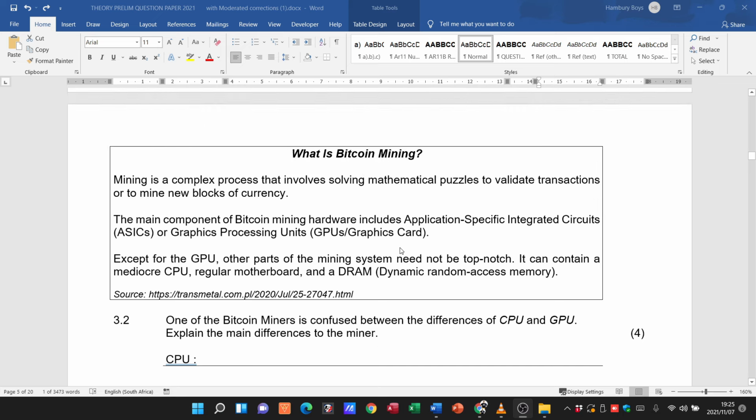All right, then we go on to the next one. And in some papers, they have brought up the topic of blockchain technology, Bitcoin, cryptocurrencies in these papers.